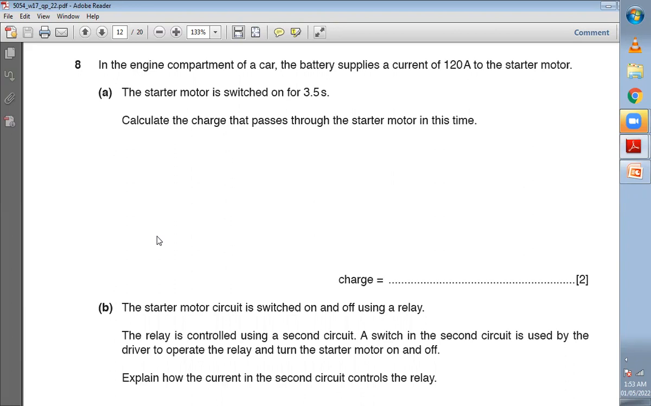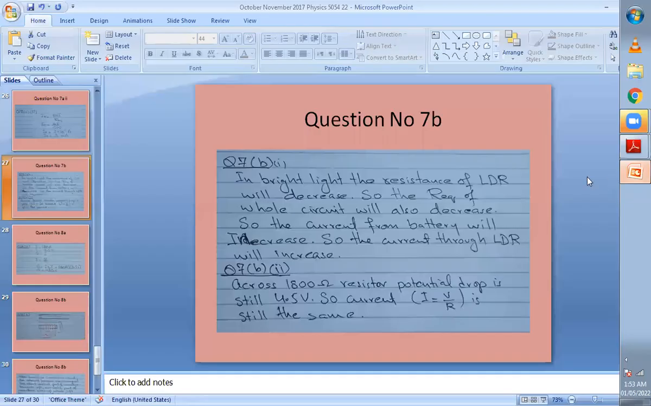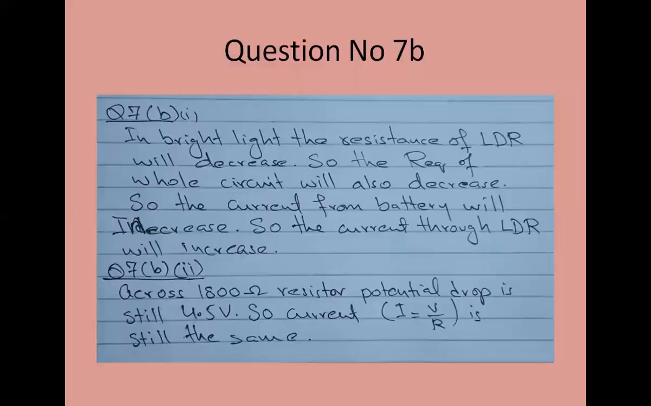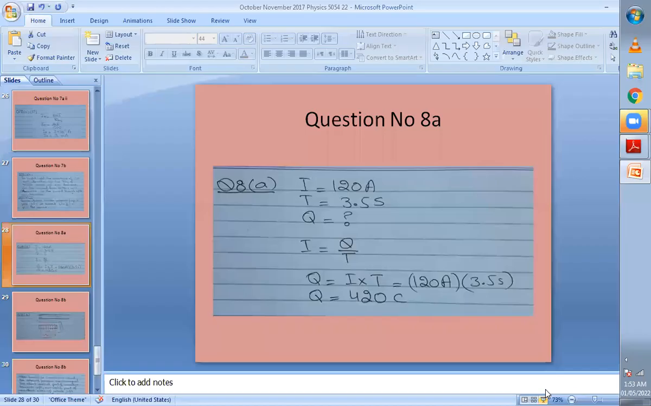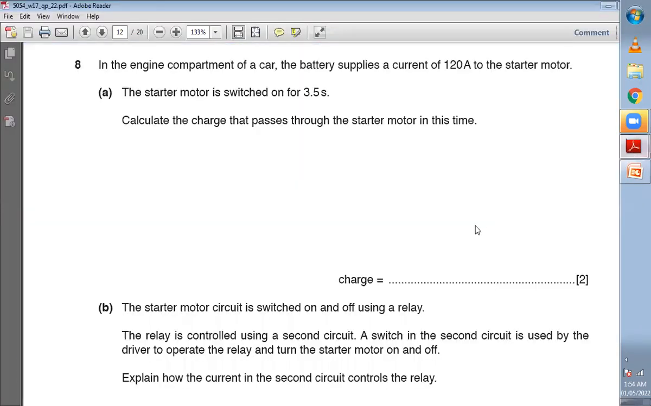You know, I is equal to Q divided by T. So Q will be equal to I multiply T. I means current, T means time, and the current should be in amperes and the time should be in seconds. So here is your first numerical. I is equal to 120 amperes, T is equal to 3.5 seconds. The charge is the question. You know the famous formula, I is equal to Q by T, charge divided by time. So charge Q is equal to I multiply T. So 120 amperes multiply 3.5 seconds. So you get 420 coulomb. 420 coulomb.